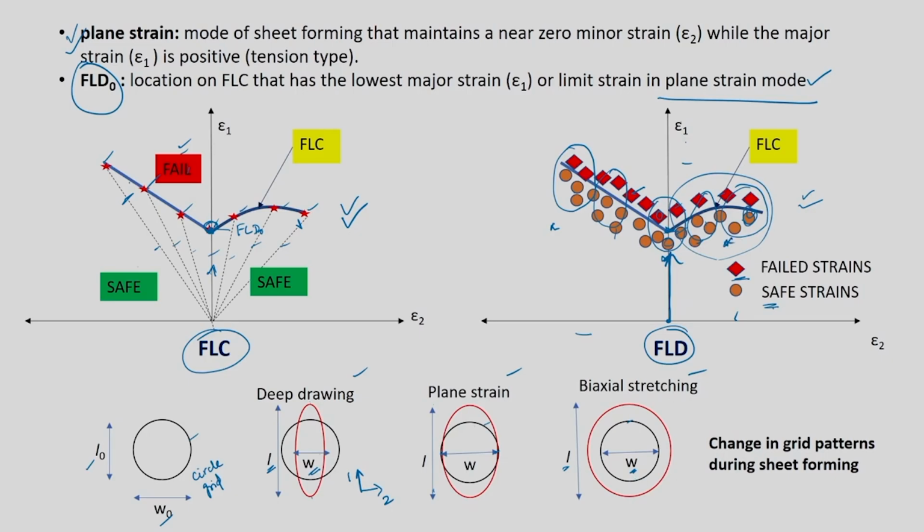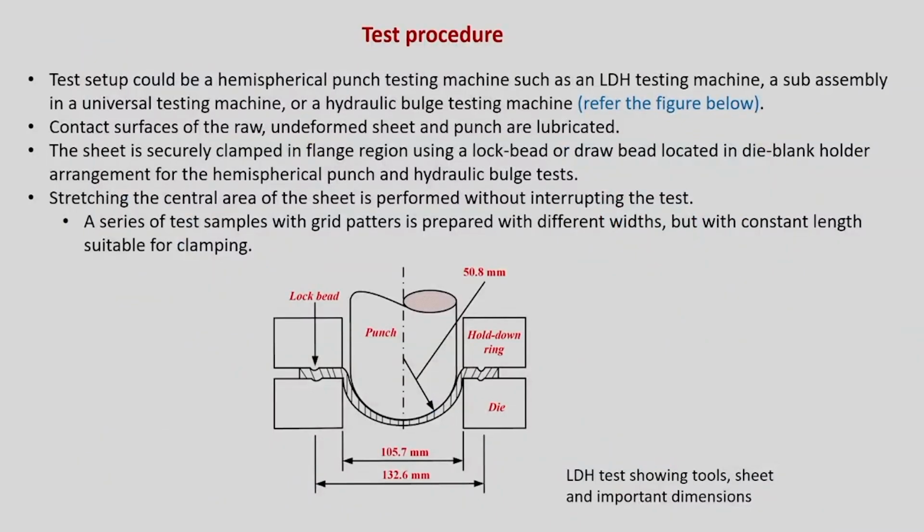Okay. So FLC, FLD, biaxial, deep drawing mode, plane strain, and FLD0, these are all certain terms that are generally used with respect to the forming limit curve. So now let us go to one simple test procedure. This test procedure is actually meant for the hemispherical dome test or limit dome height test, you can say. This schematic shows one standard set of dimensions one can fabricate in a lab, and you can use it to get the forming limit curve or formability of the sheet.